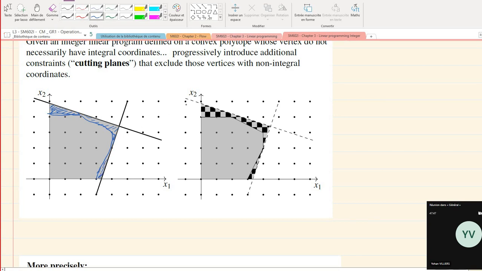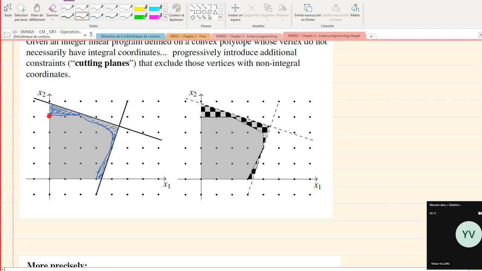So the idea is to find, step by step, cutting planes, cutting parts where you can remove these blue areas, but step by step. We cannot remove all of them in one step, because maybe if you remove one of them, let's say that the maximum value of the function will be reached at this point.